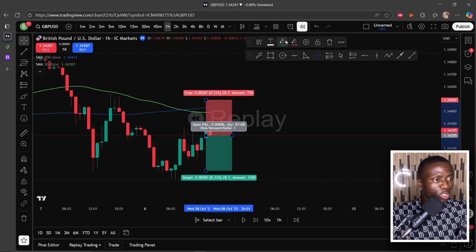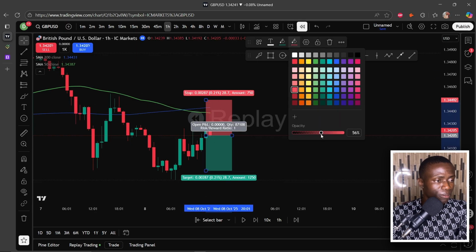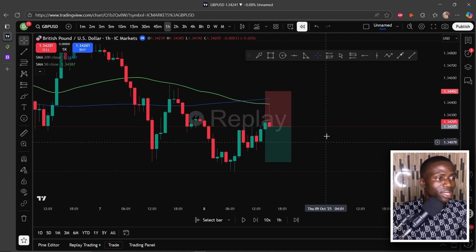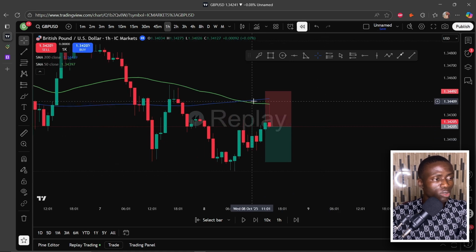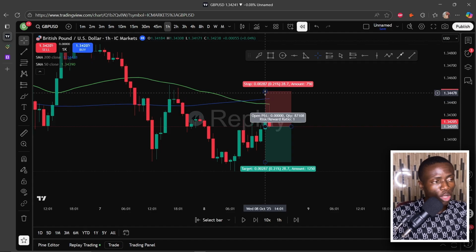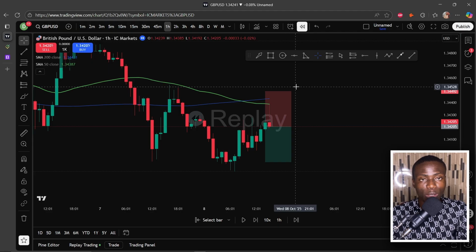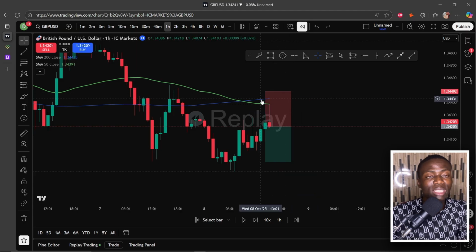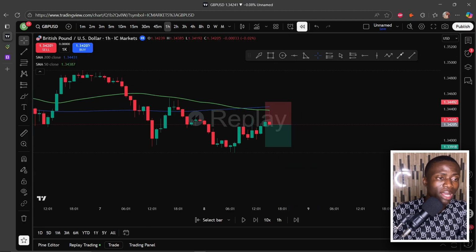Now let me make this a bit brighter so you could see through it. Good. Now let me just reduce the opacity so you can see through it. Good. Now you see this is the 50 right here, which is green, and then the 200 here. So in any case, you make sure that your stop loss is above the 50 and the 200 whenever you're taking a sell position. So basically, whenever you're taking a sell position, make sure that your stop loss is above the 200 indicator. This is because in case the market retraces, there's a probability that it will bounce off the 200 and then come back down again.